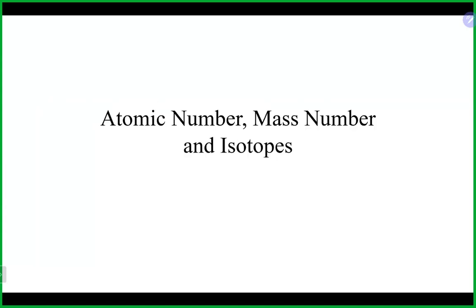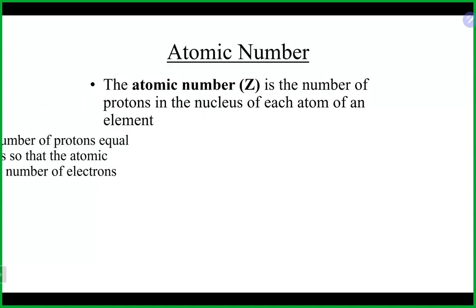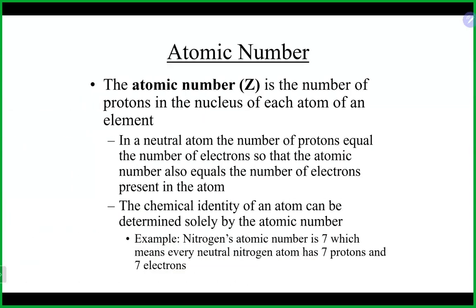So let's talk about some other important areas of atoms: the atomic number, mass number, and isotopes. We're going to start with the atomic number. The atomic number, which is sometimes abbreviated with a Z, is the number of protons there are in the nucleus of an atom.